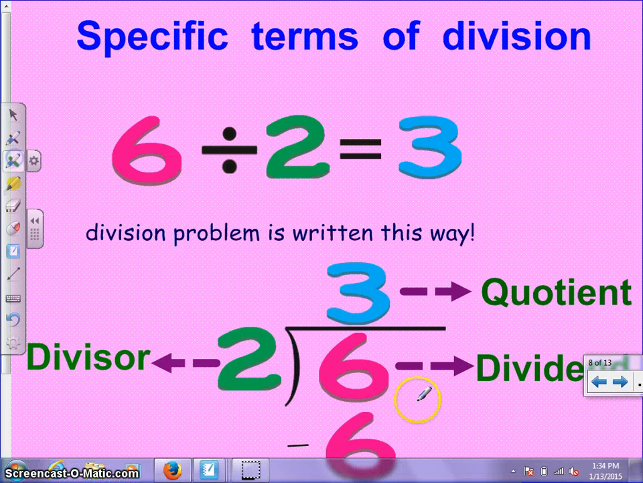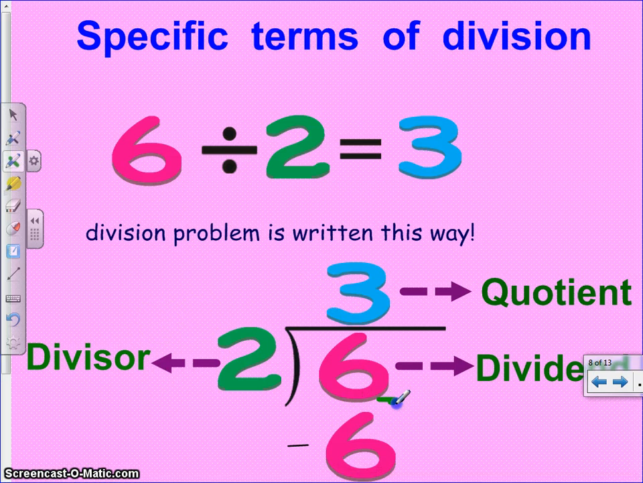Here's our divider. This is our divisor, the number we're dividing by. So if I'm taking 6 and I'm dividing by 2, I'm saying I'm creating 2 equal groups. My quotient is going to be my answer. It's going to be how many are going to be in each group when I divide.